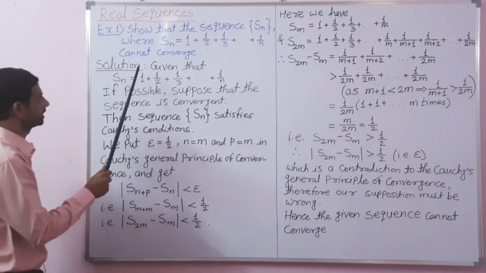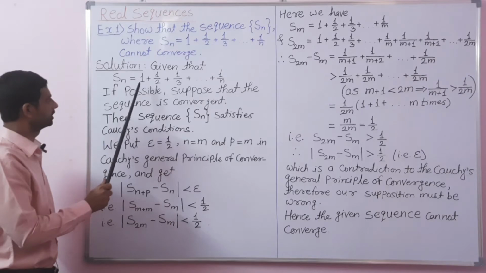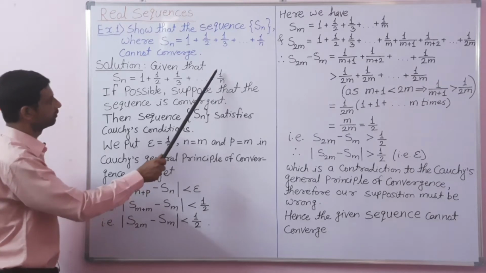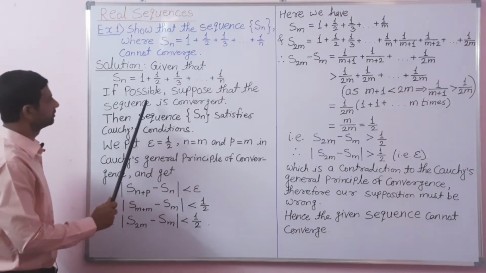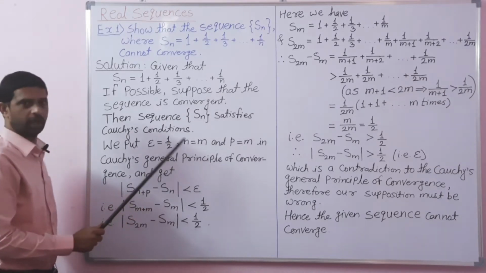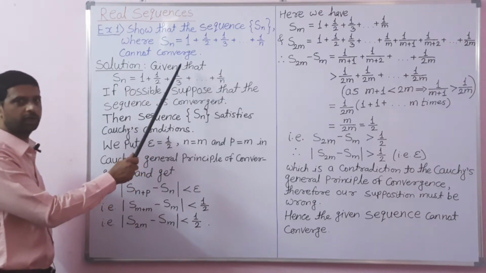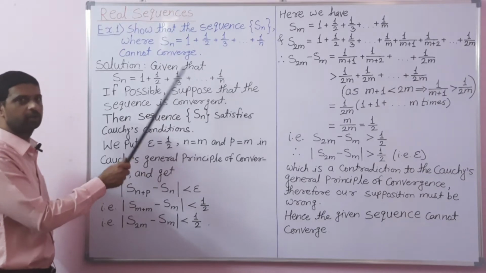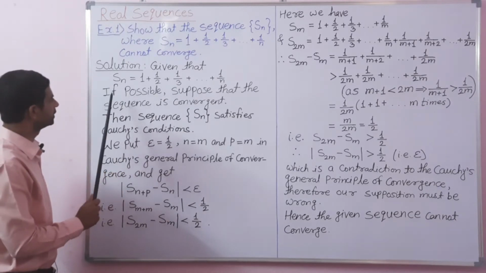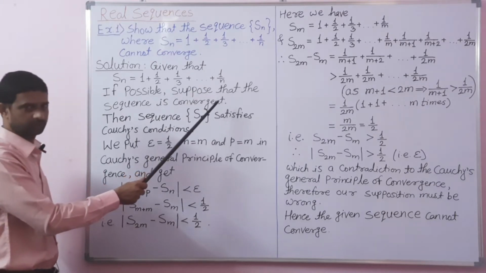So the solution of this example is, first of all, it is given that the sequence Sn is equal to 1 plus 1 by 2 plus 1 by 3 plus and so on plus 1 by n. Now, if possible, let us suppose that the sequence is convergent. At the beginning, we are supposing that this sequence is convergent, and if we get a contradiction at some stage, then it will mean that whatever we have supposed earlier must be wrong. So let us proceed. In the beginning we have supposed that this sequence Sn, whose nth term is given as such, is a convergent sequence.